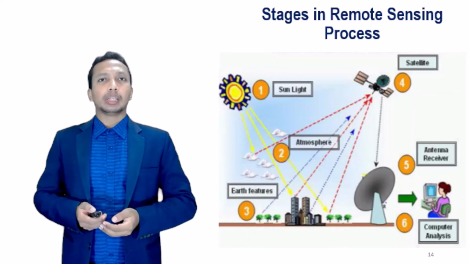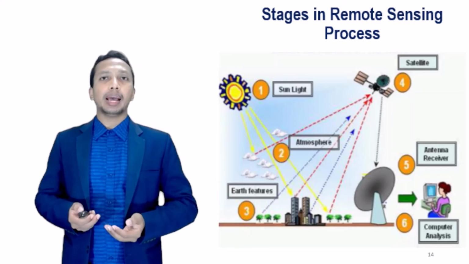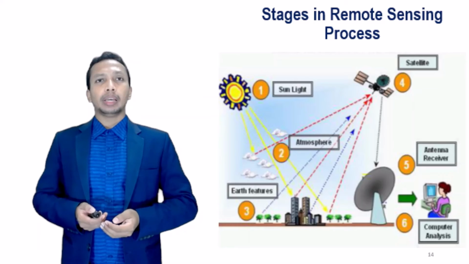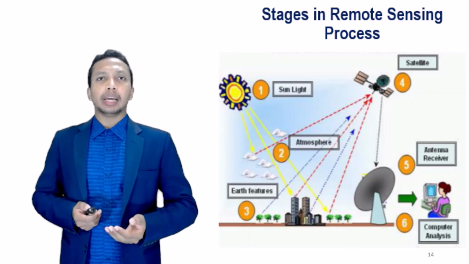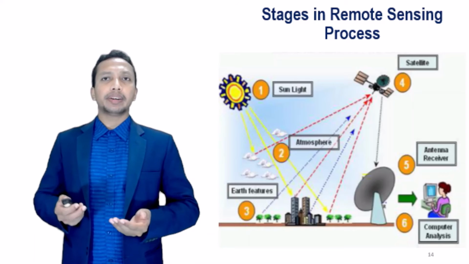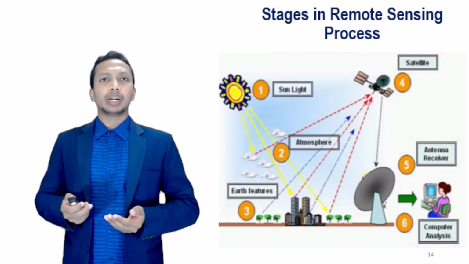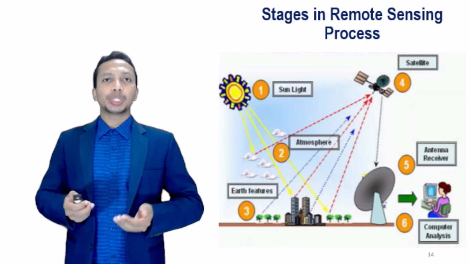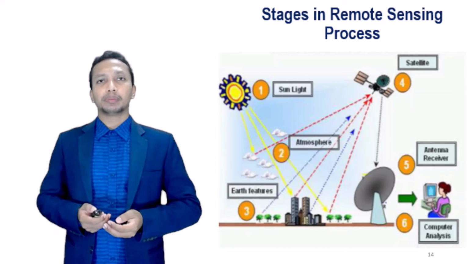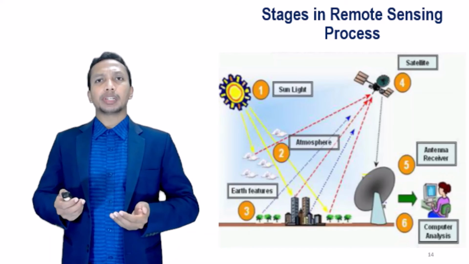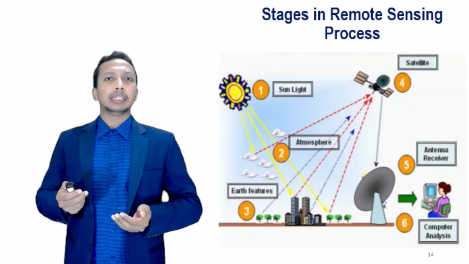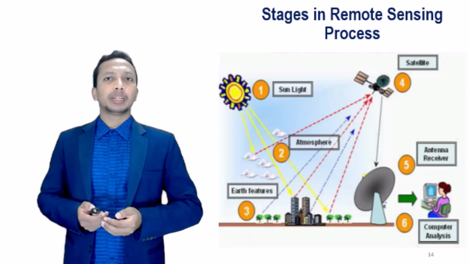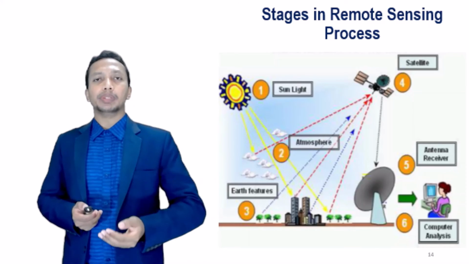Energy source. The first requirement for remote sensing is to have an energy source which illuminates the target of interest. Energy interaction with the atmosphere. The energy on its way from source to target and then from target to the sensor comes in contact and interacts with the atmosphere. Interaction of energy with Earth's surface features. Different Earth's surface features react differently to the incident energy. Portions of incident energy are reflected, transmitted, or absorbed by the surface.